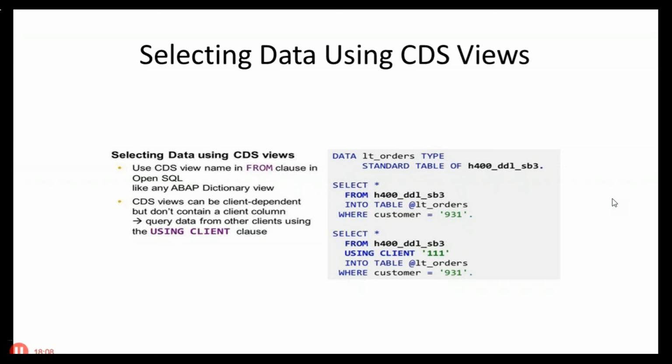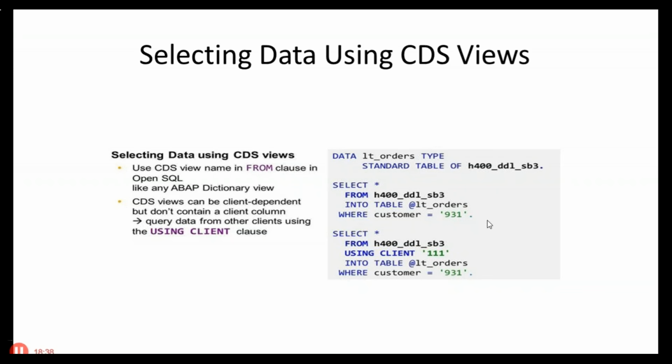Okay, and we have SELECT star. So selecting data using CDS views. Since you already created a CDS view, we can write like this: DATA lt_orders TYPE TABLE OF H400_DL_HP3. This is the CDS view that you have created. And SELECT * FROM that CDS view INTO TABLE lt_orders WHERE customer = 931. This is what we have.